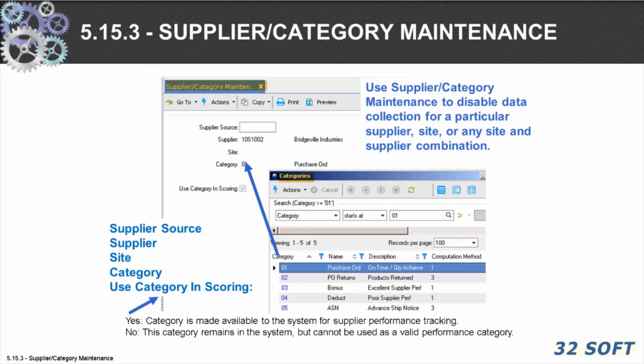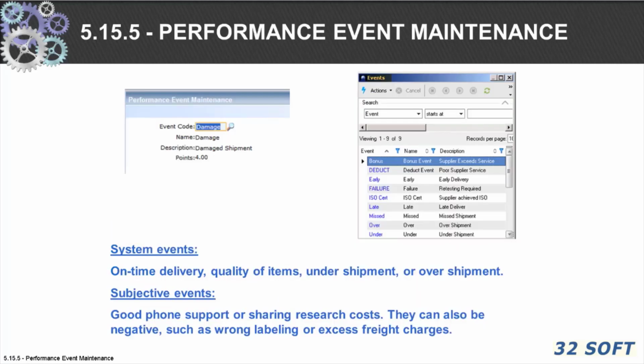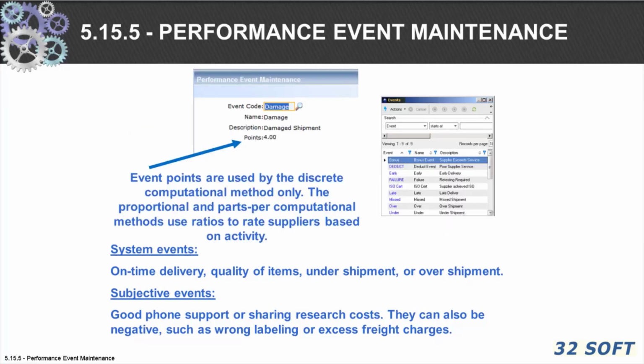With category and scoring, enter yes or no to specify whether this category is used in the system. Event codes can be system events, on-time delivery, quality of item, undershipment, overshipments, or subjective events, such as good phone support or sharing resource costs. They can also be negative, such as wrong labeling or excess freight charges. Event points are used by the discrete computational method only. The proportional and parts per computational methods use ratios to rate suppliers based on activity.